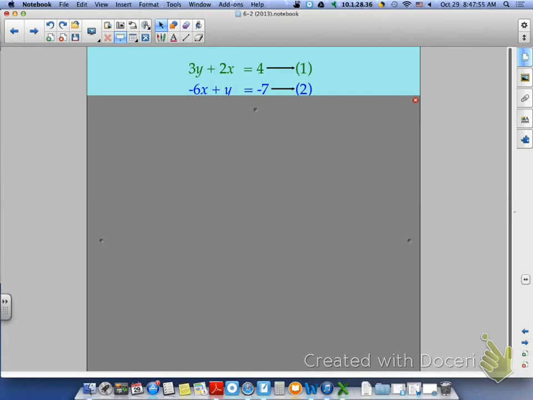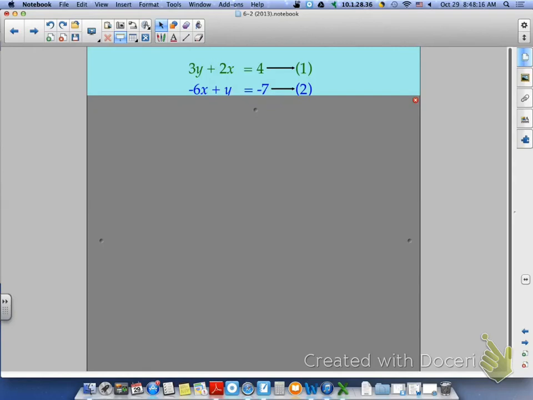Okay, two equations, both in standard form. How do you use substitution? Would you switch one of them to slope-intercept form? Okay, so you want to change one of them to slope-intercept form. And do you have a preference? The second one, because it's positive.